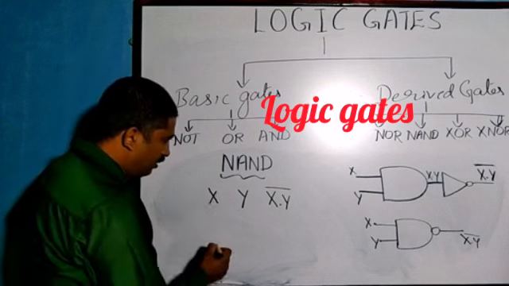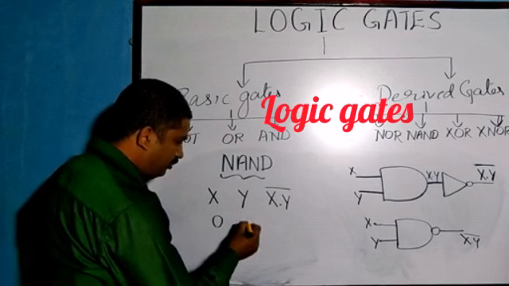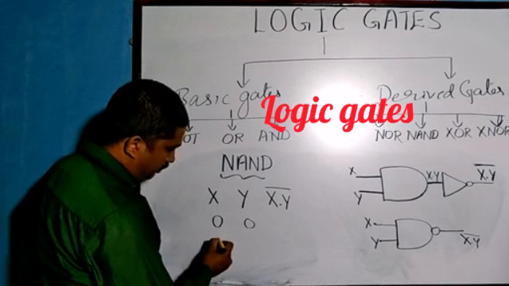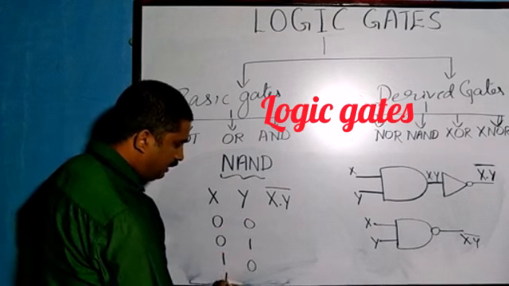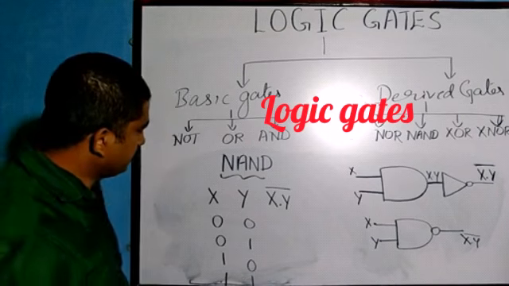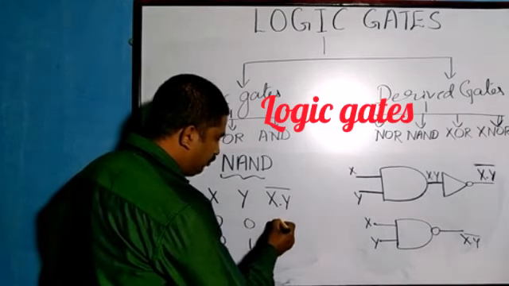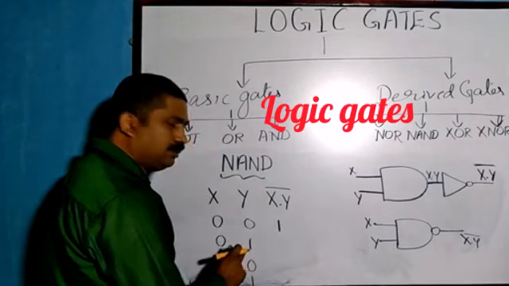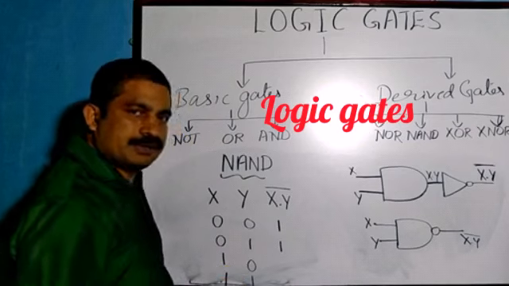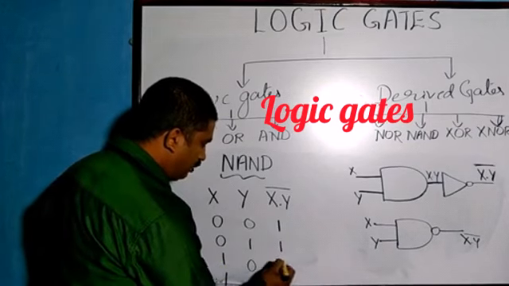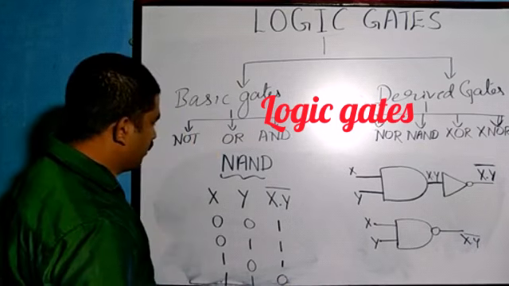Okay. Now substitute the inputs. In binary form, for 0, 0 0. For 1, 0 1. For 2, 1 0. For 3, 1 1. Okay. So see here, 0 into 0 is 0. Its complement is 1. 0 into 1 is 0. Its complement is 1. 1 into 0 is 0. Its complement is 1. 1 into 1 is 1. Its complement is 0.